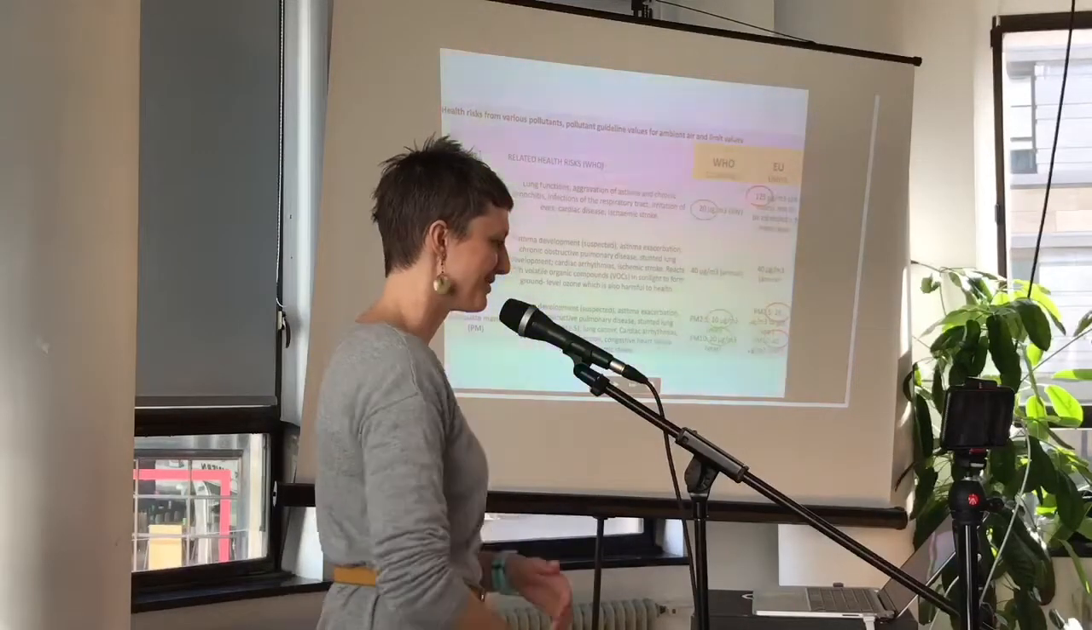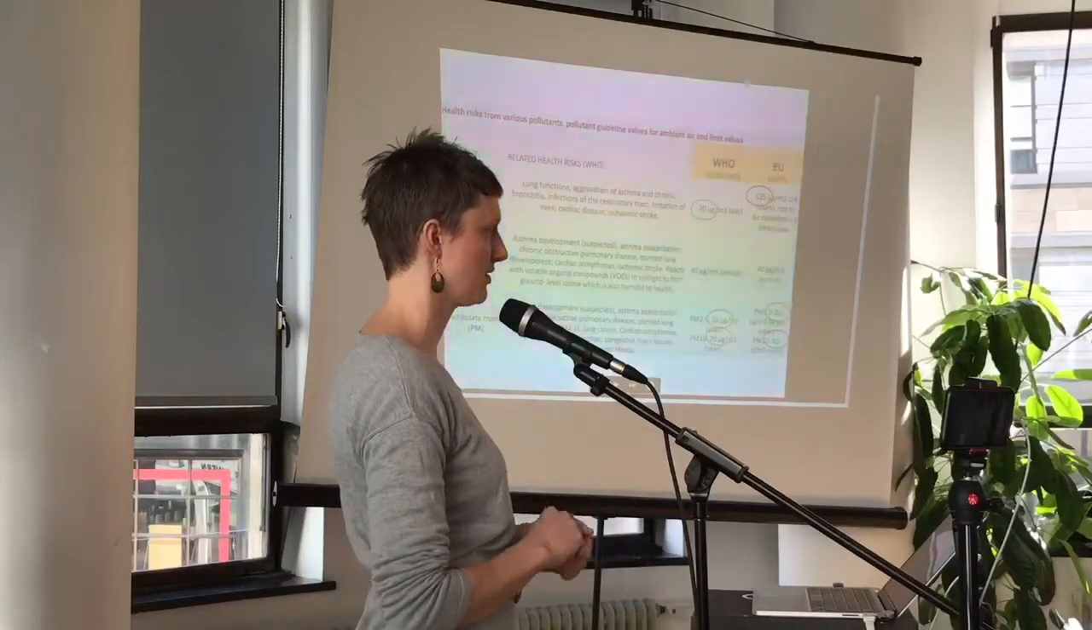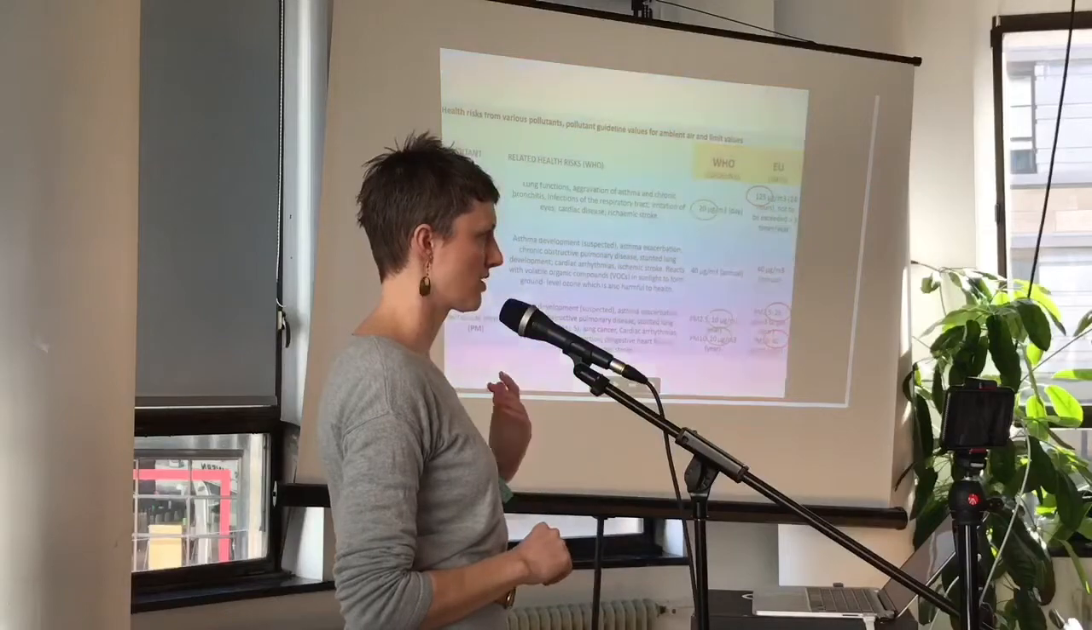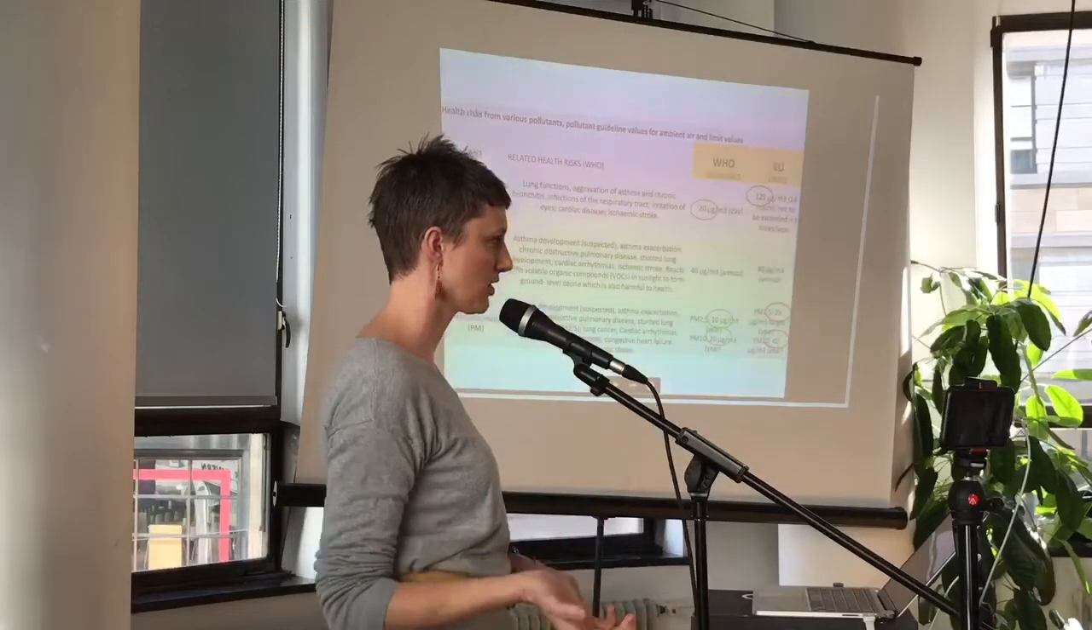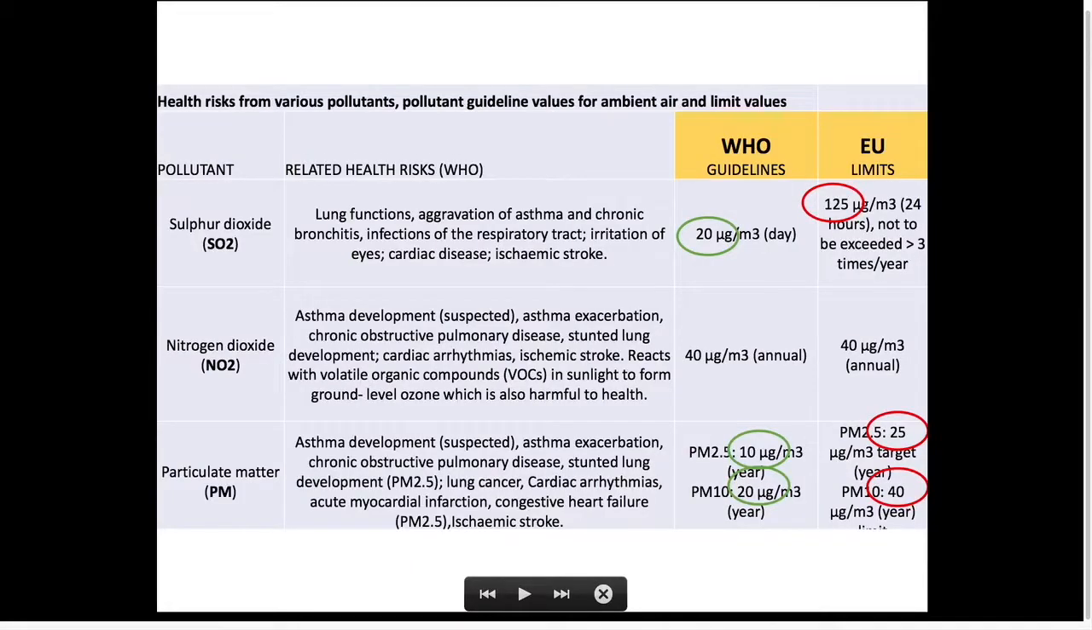This lovely graph or table shows what the WHO limits, or World Health Organization limits, are, and what the EU limit values are. For example, for SO2, you see how much higher the EU limits are. For particulate matter, it's 2.5-fold for PM2.5 and 2-fold for PM10.